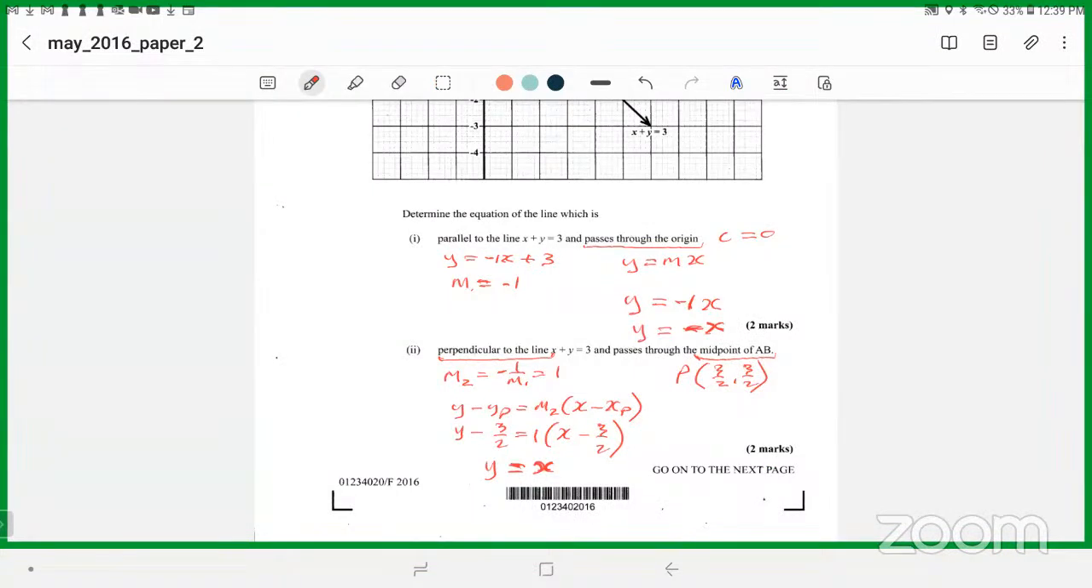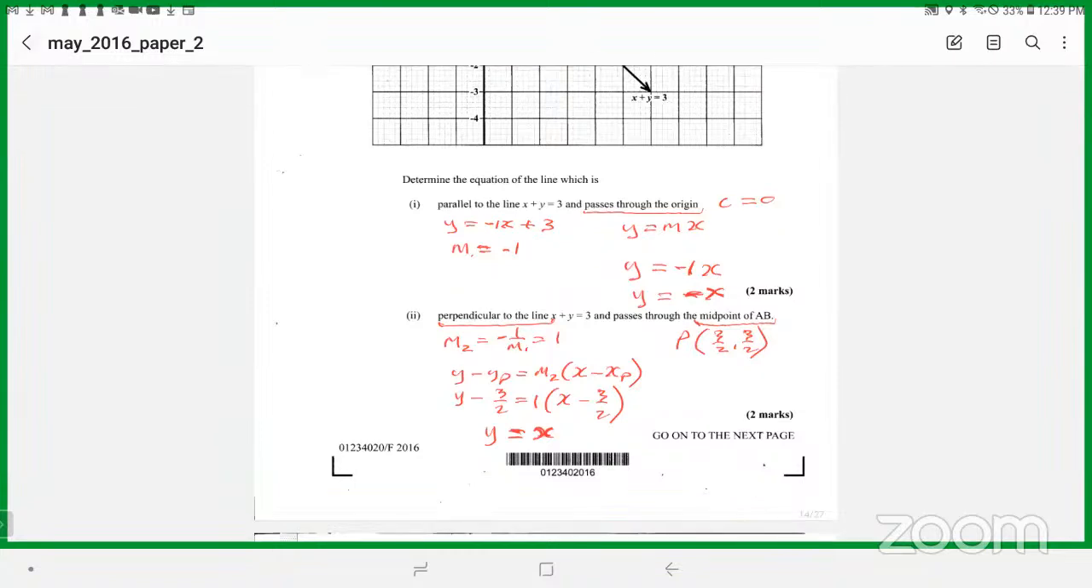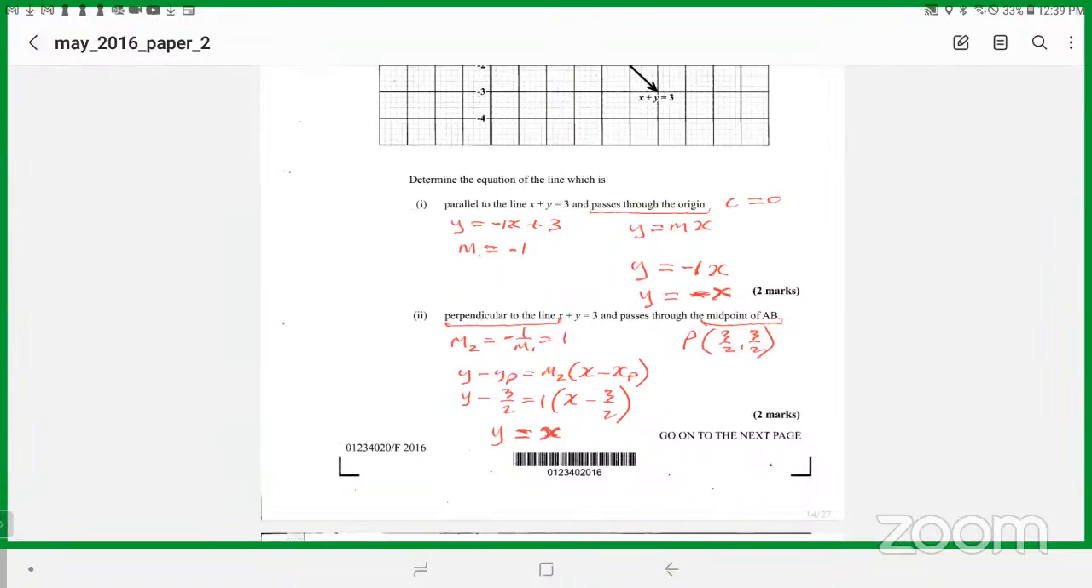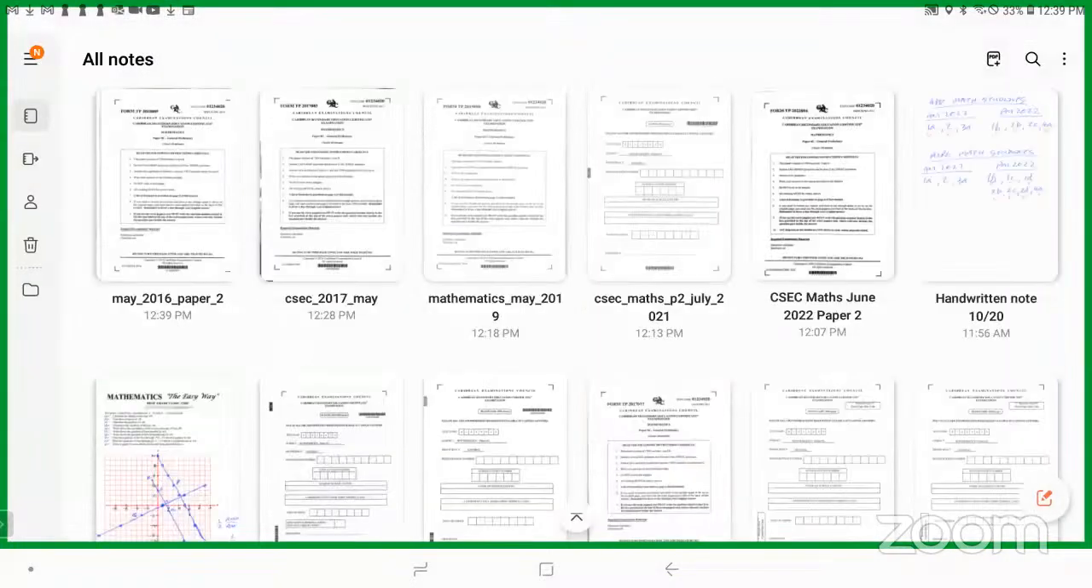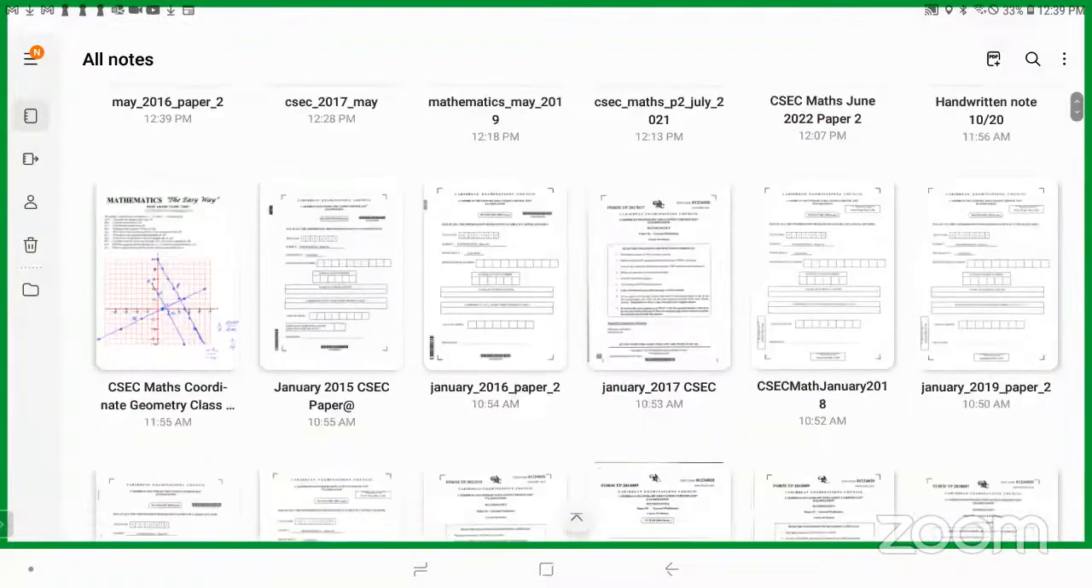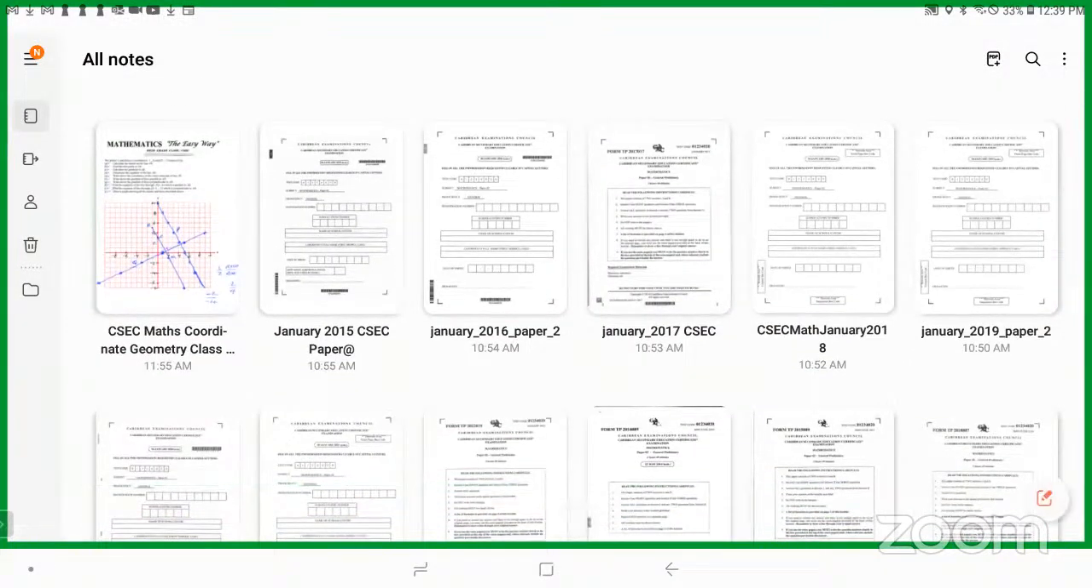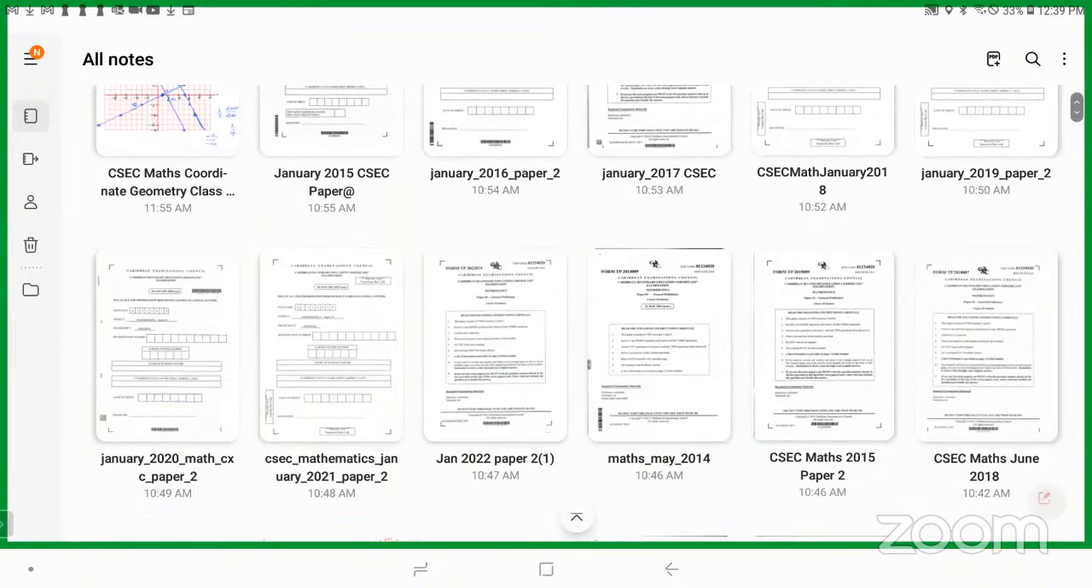Let's go to some general questions now. So we'll look at January 2020. All right, let's look at January 2020. Let's look for it. This is it.